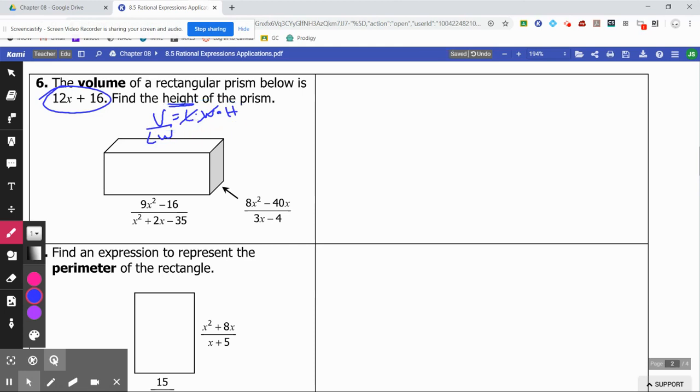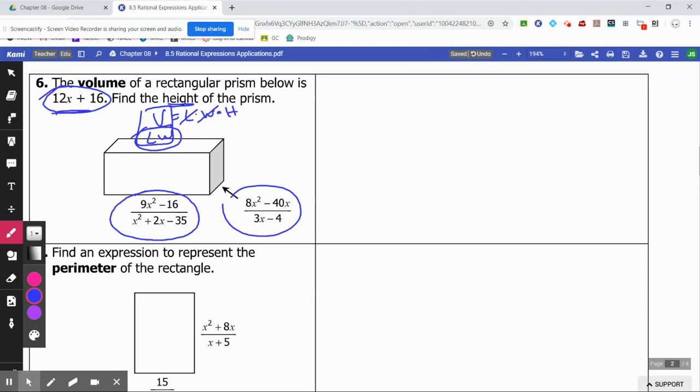So what you've got now, height is equal to volume divided by length times width. So we've got our length and width here. We're going to multiply those together. We're going to do the volume divided by that, and that's going to give us our answer. So let's start out by finding length times width here.